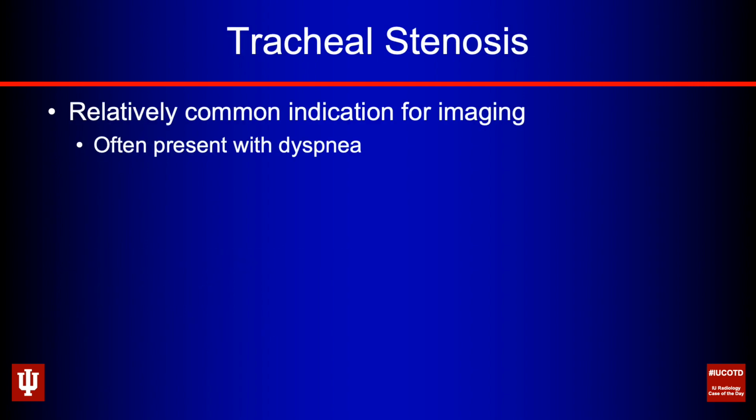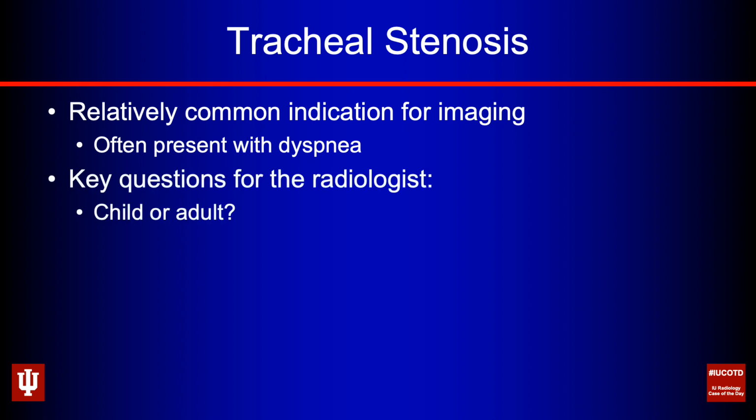So the first thing to talk about is tracheal stenosis, and that's because it's such a common indication for imaging. These patients will often present with dyspnea, and when I approach one of these cases, some of the key things I want to think about is, am I dealing with a child or an adult? Because with a child, you're thinking more commonly of congenital things. In an adult, it's much more common to be dealing with acquired etiologies.